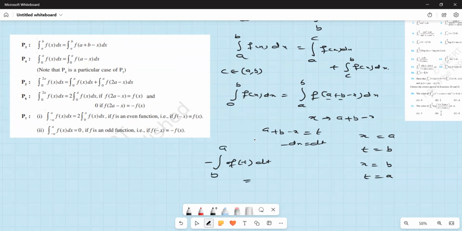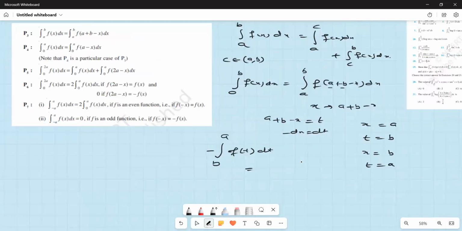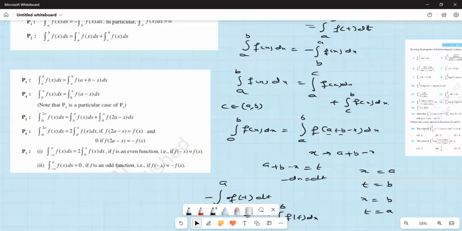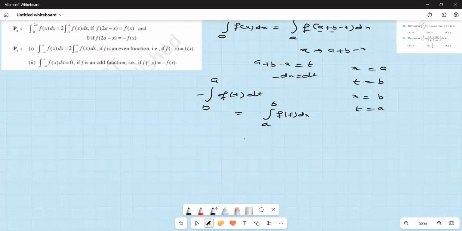If you use the second property, what is that? If minus is there, I can interchange the limit. So can I write this as the integral from a to b of f(t) dt? Using the first property, what did I say? That whatever is the parameter, this variable, I can use x because finally it's a number, so I can write the integral from a to b of f(x) dx. So this is the way we can prove it.